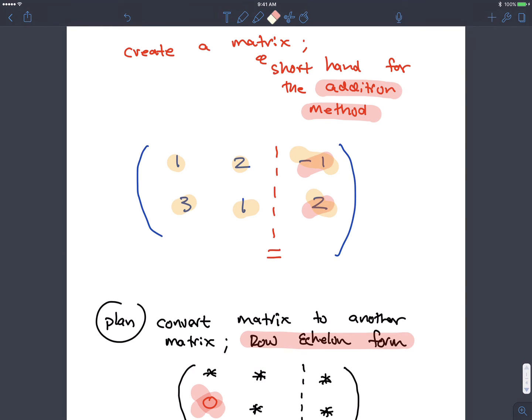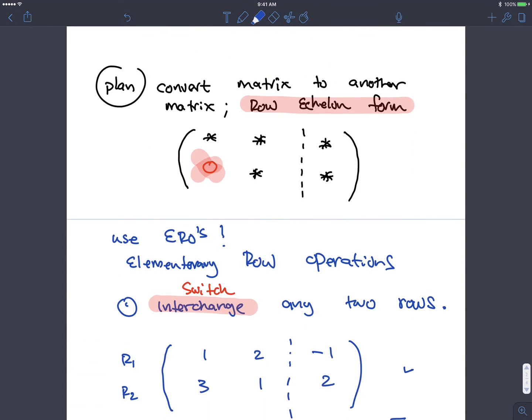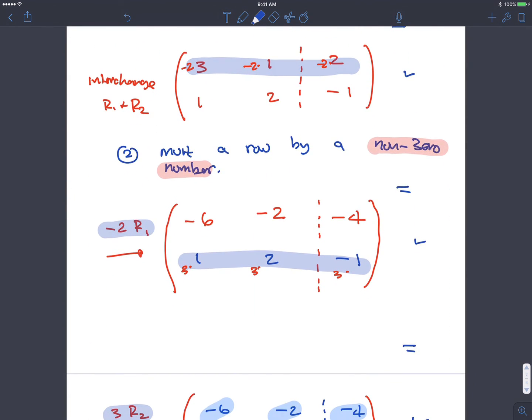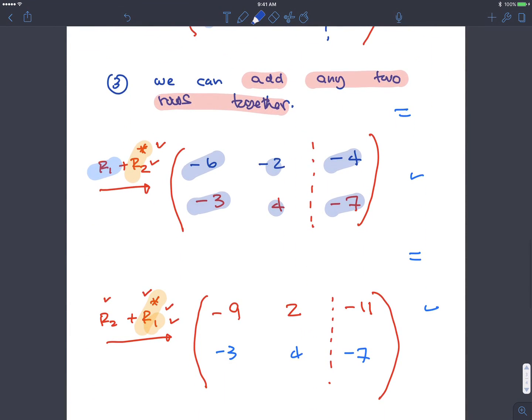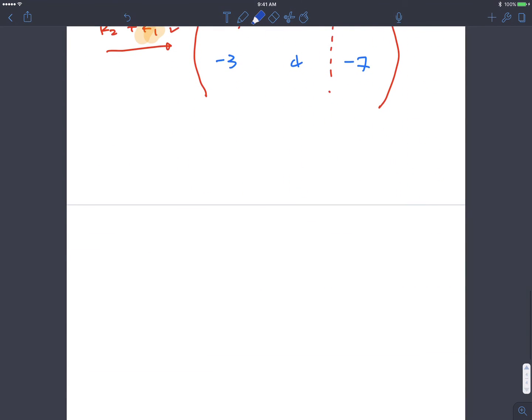Convert the matrix to another matrix, a row echelon form matrix, using what we call elementary row operations, EROs for short. The first one is we can interchange any two rows. The second one is we can multiply a row by a non-zero number. And the third one is we can add any two rows together. But notice again, when you add rows, one of the rows is going to change and the other stays the same. All these matrices are equivalent.